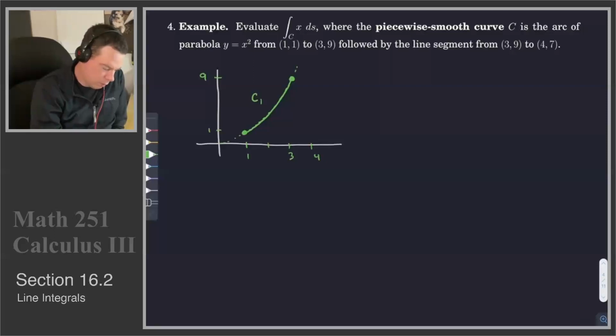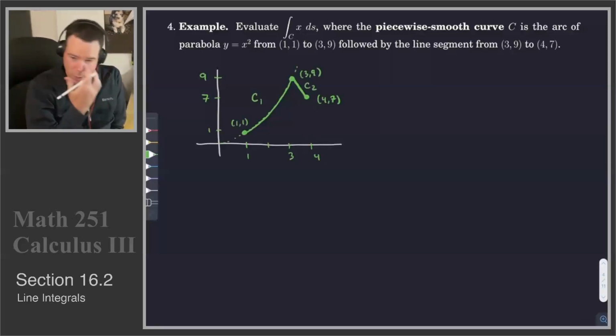So this is 4, maybe we'll call that height 7 there. And so we got this straight line. So there's 4, 7, there's 3, 9, and there's 1, 1. And then I've got that other curve, which I'll call C2. So together, C1 and C2 make up the whole curve C.